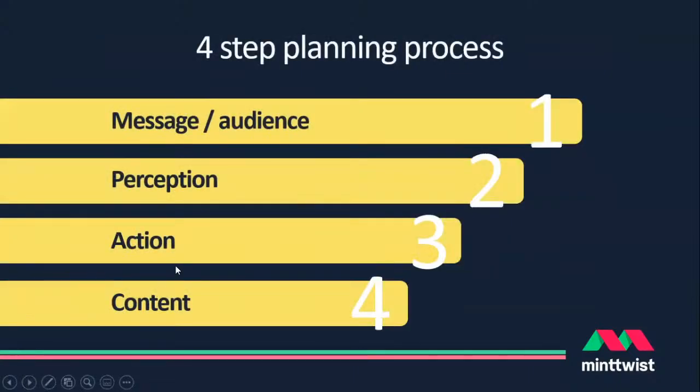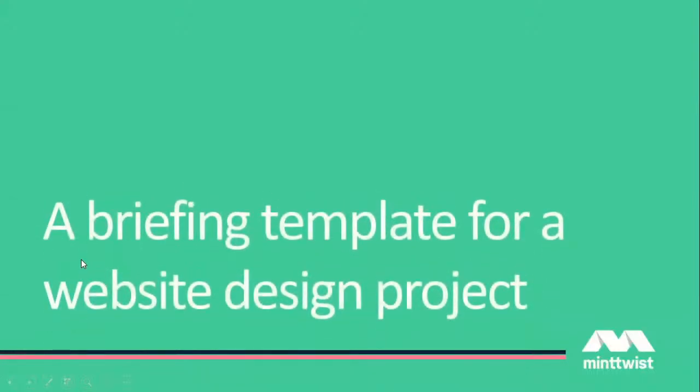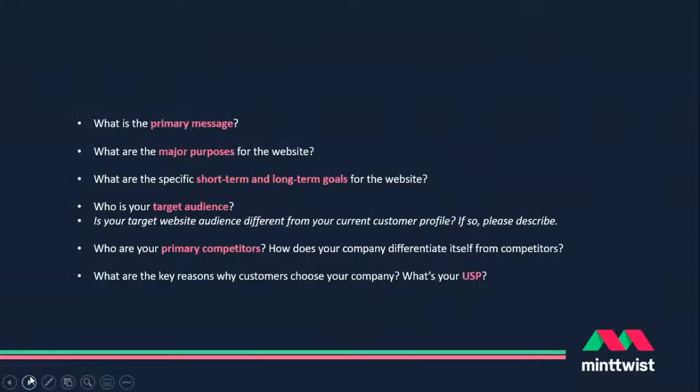Okay, so we talk about a 4-step planning process: define the message and the audience, define the perception, define the actions, the key goals, if you like, the goals from us as a website owner and brand, what we want our audiences to do on our websites. And then all of that really drives the content, as opposed to the other way around, ideally.